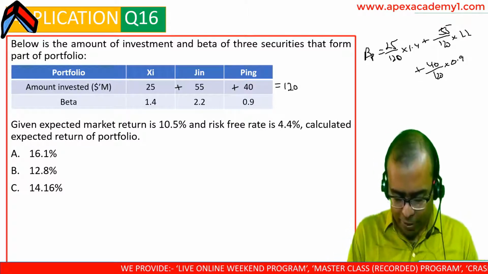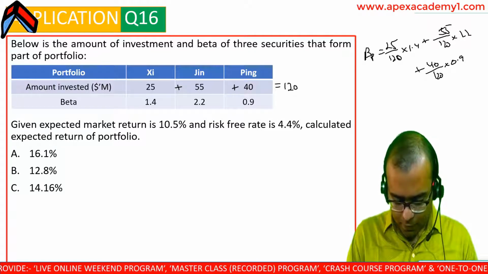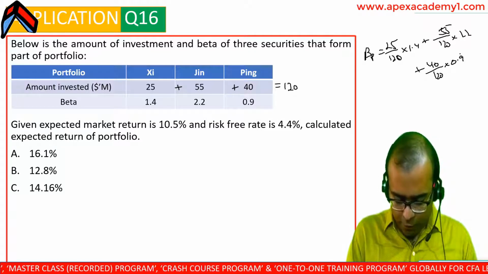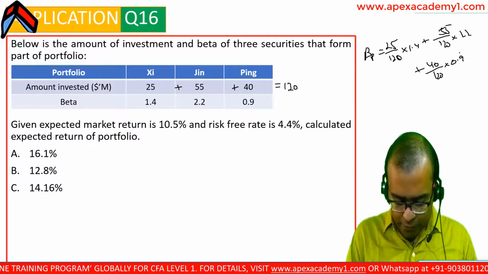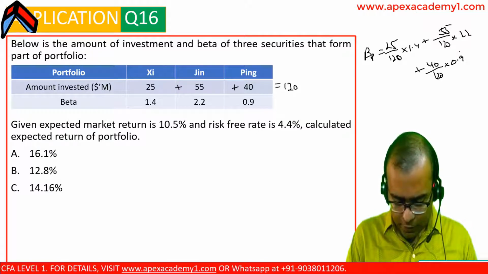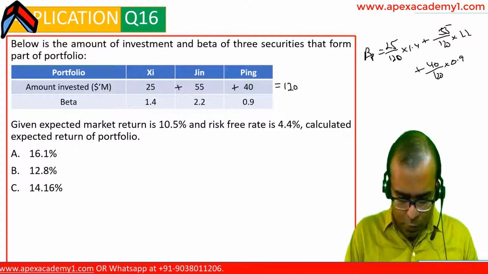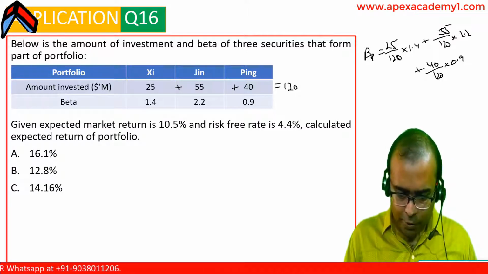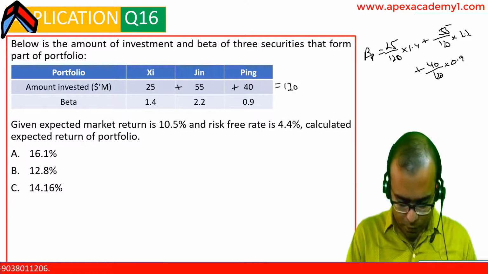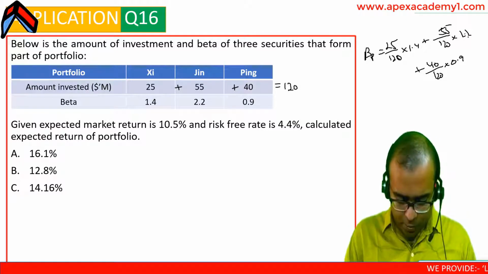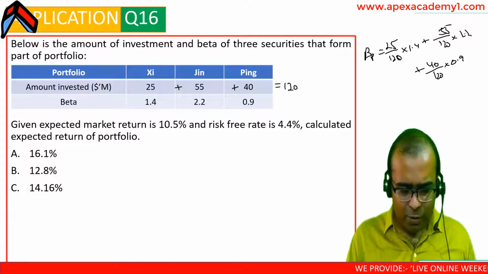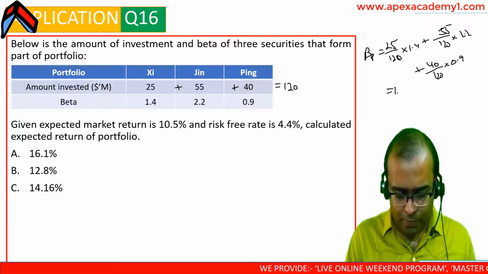Now 25 by 120, 1.4, plus 55 by 120, 2.2. It's not 22, it's 2.2. 0.33 because 1/3 into 0.9. 1.597 or 1.6, roughly 1.6 is the beta.